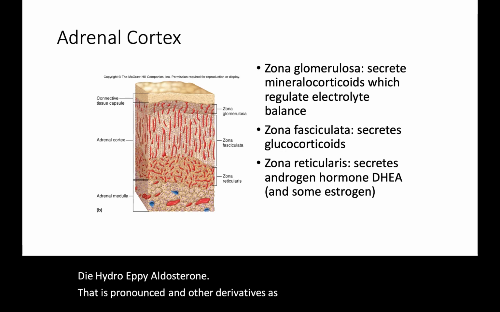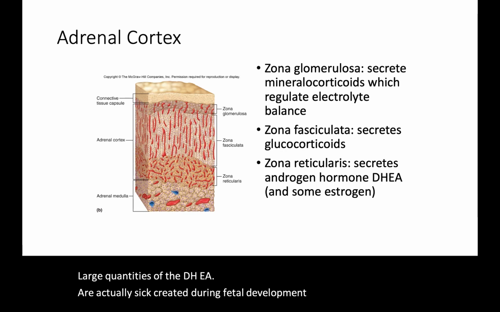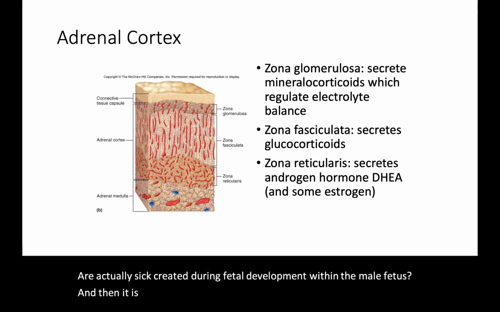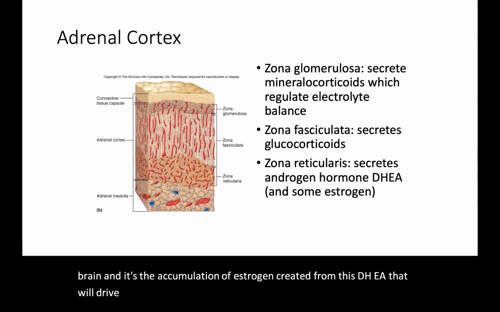Large quantities of the DHEA are actually secreted during fetal development within the male fetus, and then it is DHEA which is actually converted into estrogen within the brain, and it's the accumulation of estrogen created from this DHEA that will drive the development of and the sexualization of regions of the brain.